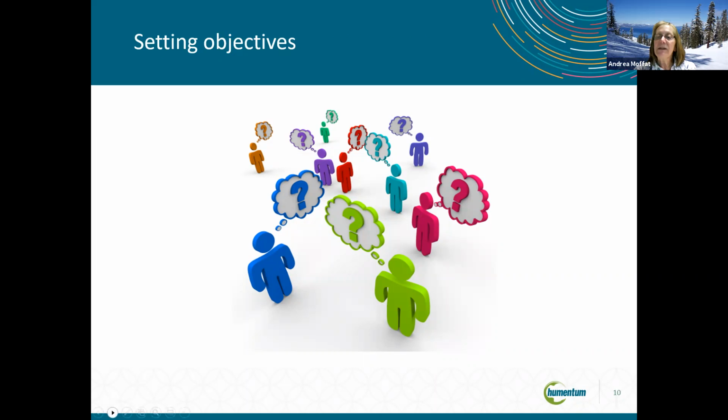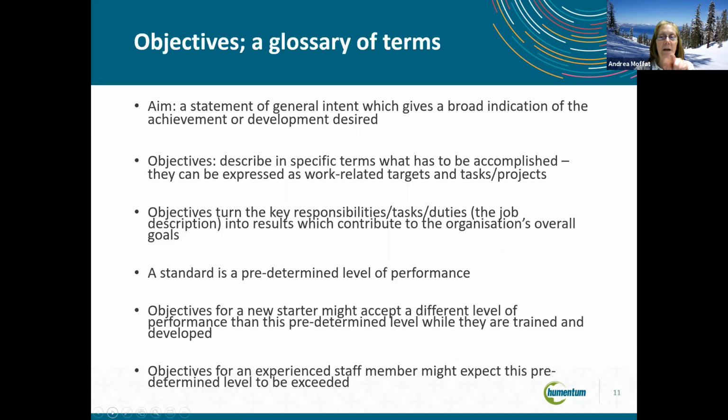So if I now take us on, here is our glossary of terms. I hope by my descriptions now against those, you can see what I'm effectively writing those sorts of things to in terms of this glossary. And I know that that glossary was available to you in your workbooks as well. The two at the bottom, I've mentioned there that objectives for a new starter might accept a different level of performance than the predetermined level of a standard while that person is trained and developed. It might mean that others have to go the extra mile meanwhile to make sure that overall it is achieved.